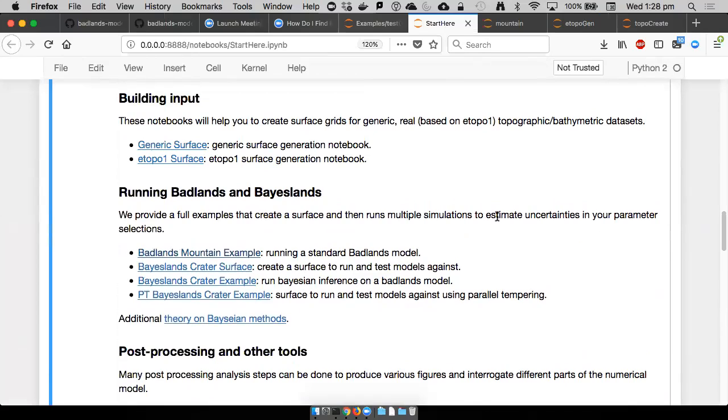We're going to start to get into how Bayeslands extends upon what Badlands can do. Badlands is great, but it doesn't give us any estimates of error. We can put in parameters that we think are right and test a whole bunch, but Bayeslands essentially lets us test thousands of scenarios and will give us an estimate for how wrong or right we think we are.